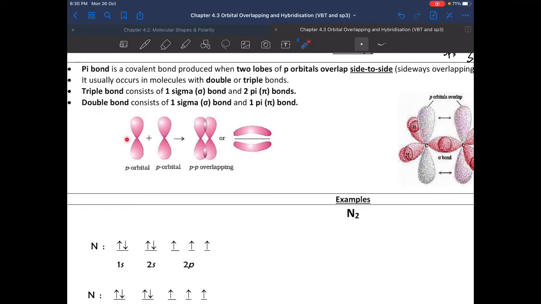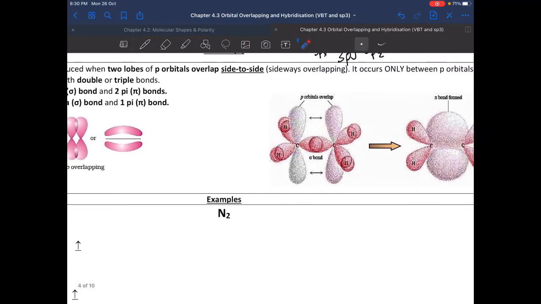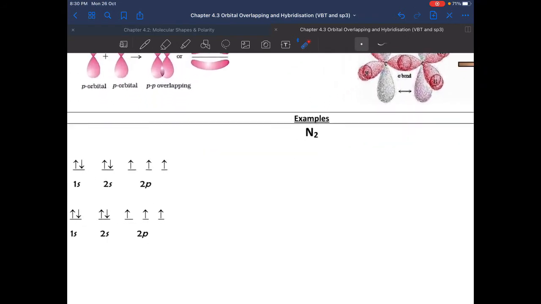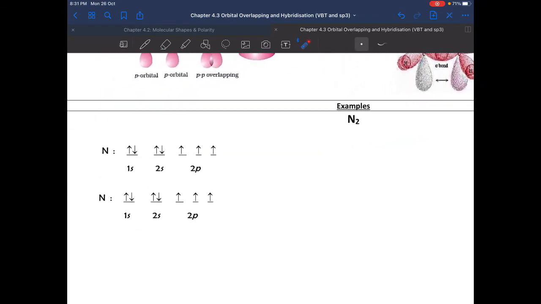Okay, so this is the example of sideway overlapping. Okay, tapi kita tak draw macam ni sangat lah. Okay, and then ini yang the more complicated version. So this p orbital, okay, and this p orbital overlap. Okay, so dia jadi lebih kurang macam ni lah pi bond dia. Okay, so tengah-tengah ni, this is sigma bond yang tadi. Okay, so kita akan belajar draw. So this one sama juga.